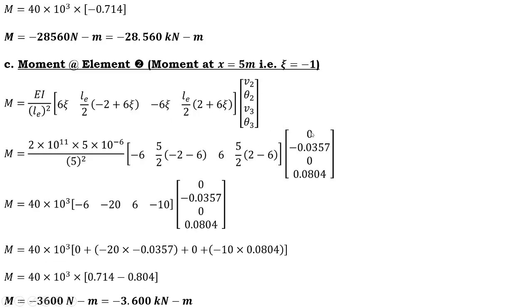Now v2 is 0, theta 2 I have a value, v3 is 0 and I have a value for theta 3, that is what I have substituted. After simplification, I'll get the value of m as 3.6 kilonewton meter. So that is the value of m at the beginning of the second element.